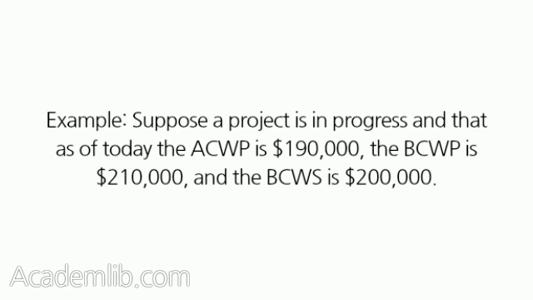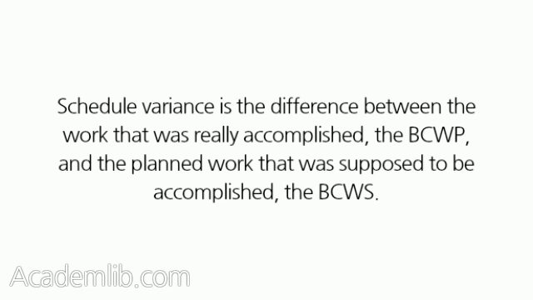Example: suppose a project is in progress and that as of today the ACWP is $190,000. The BCWP is $210,000, and the BCWS is $200,000. Schedule variance is the difference between the work that was really accomplished, the BCWP, and the planned work that was supposed to be accomplished, the BCWS.